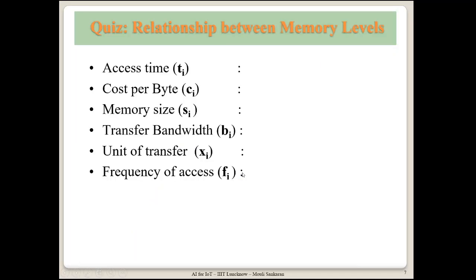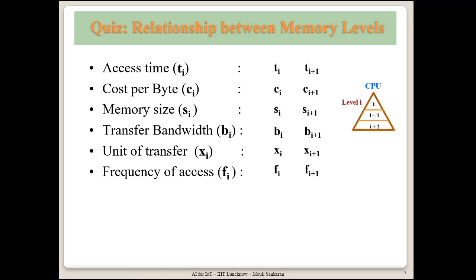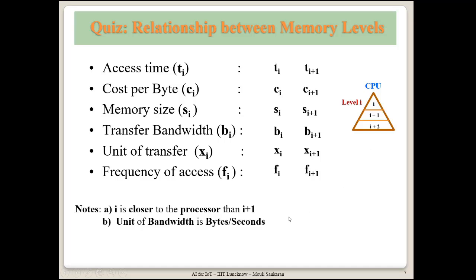Fine. Now I am going to test whether you understand it or not. I cannot ask you individually like in class, so what I want you to do is a self check. Take a piece of paper or notebook, and try to guess the comparison of these properties. Let me explain. Level I is closer to the processor than level I plus 1. As I showed you, I is closer to the CPU, and I plus 1 is the level which is away from the CPU.